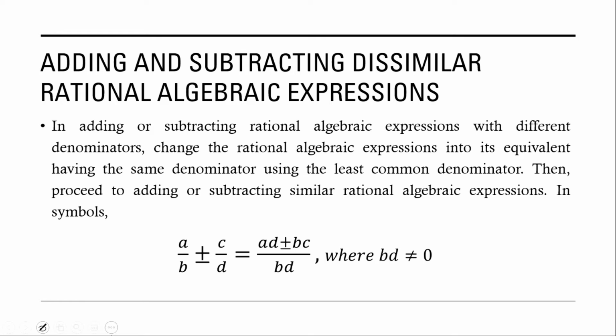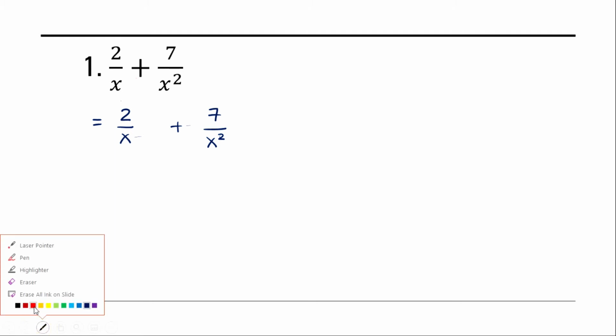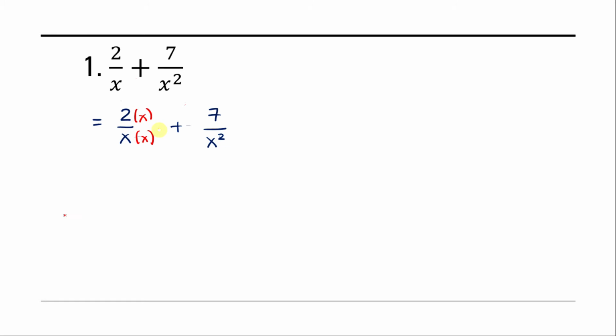Let's try some examples. Number 1, we have 2 over x plus 7 over x squared. LCD niya is x squared. So, dahil x squared na yung denominator ng pangalawang fraction, so hindi na natin siya kailangang baguhin. But, we need to rename the first one. And para ma-rename natin yung first fraction, maging similar siya sa pangalawang fraction, multiply natin siya by x, the numerator and the denominator. 2 times x is 2x, x times x is x squared, plus 7 over x squared.